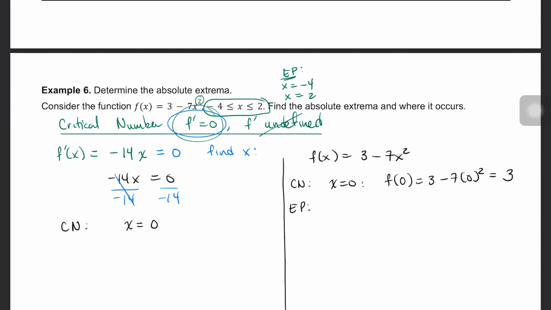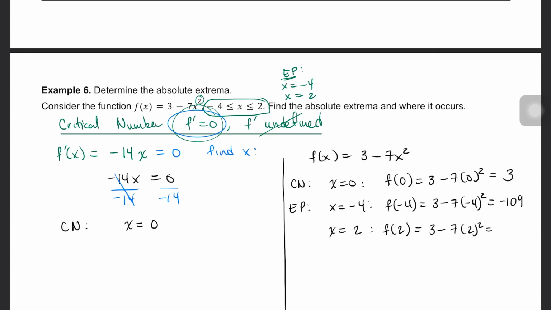And then we're going to use the endpoints. x equals negative 4. Right, so we're going to have negative 4 squared times negative 7, and 3 minus that number. So we put this in the calculator, and we're going to get negative 109. The other endpoint that we have is 2. So let's plug in 2. Notice that we're putting this in the original function. So we end up getting negative 25.